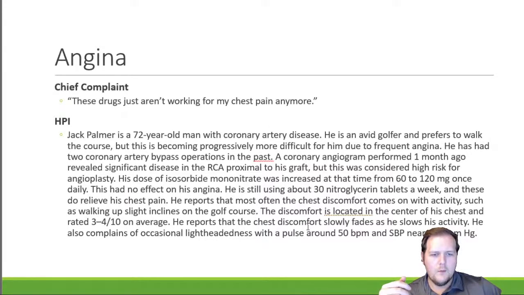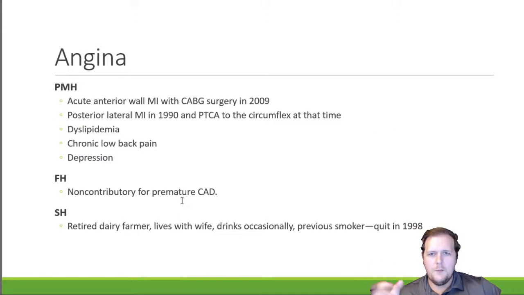Reports that it will slowly fade as he slows his activity. Also complains of lightheadedness and pulse around 50 beats per minute, and systolic blood pressure near 100 millimeters of mercury. Okay, so let's look at this guy's past medical history. We talked about the MI with the CABG surgeries, got dyslipidemia, chronic low back pain, and depression.